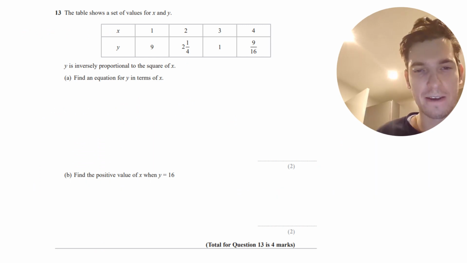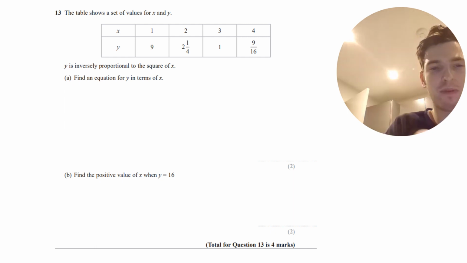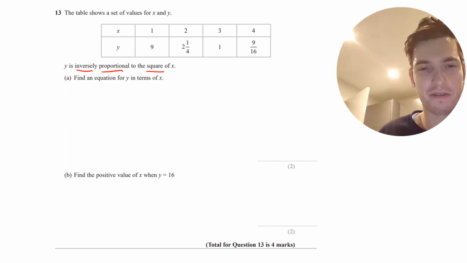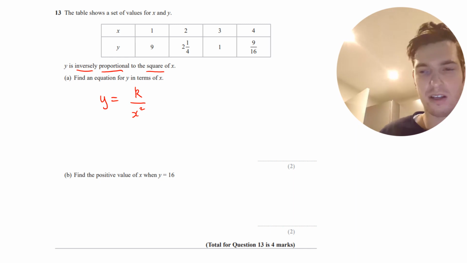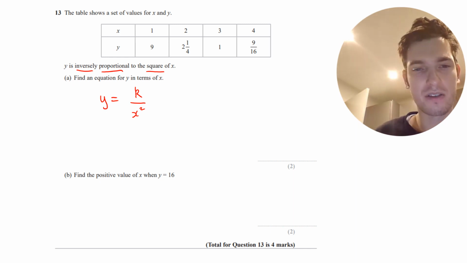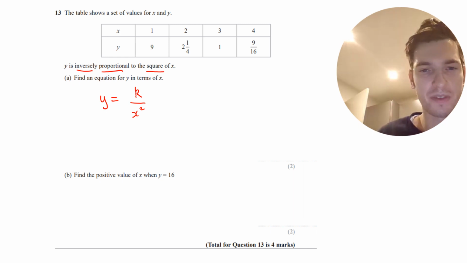Okay, I've got a table here with some x and y values. y is inversely proportional to the square of x. Find an equation for y in terms of x. Okay, so proportion question, y equals, well, inversely proportional, I need to remember that my k is on top, and then I've got a fraction, the square of x, so x squared. So I need to find out what my k is, and to do this, I need to look at my table. So actually, I can choose any of my values of x and y. It's always going to work.